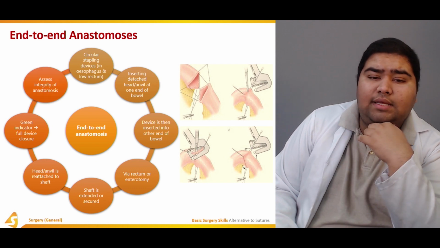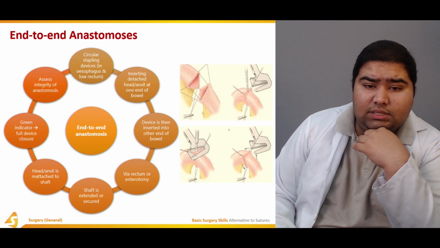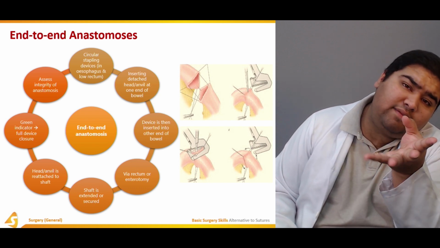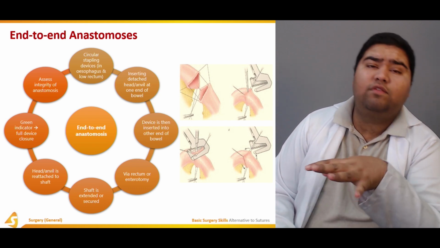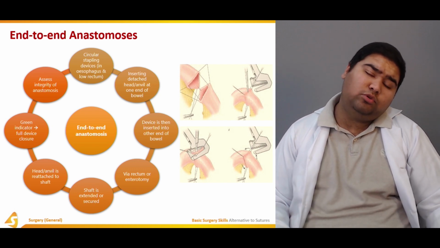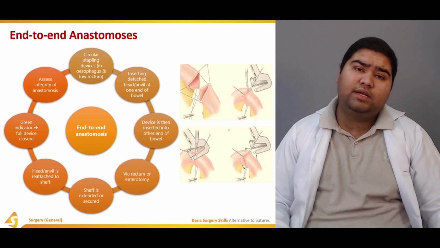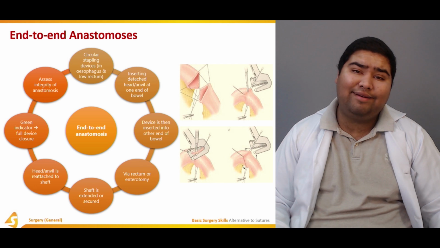fire your device, and this assesses the integrity of your anastomosis. Now, when you fire this device, it throws 2 rows of staples, and these 2 rows of staples anastomose your upper esophagus, lower esophagus, or lower rectum.